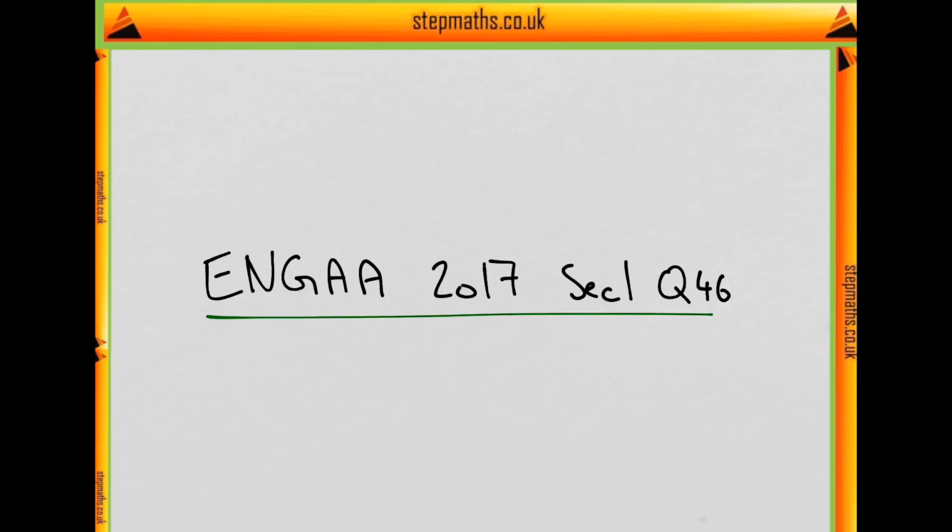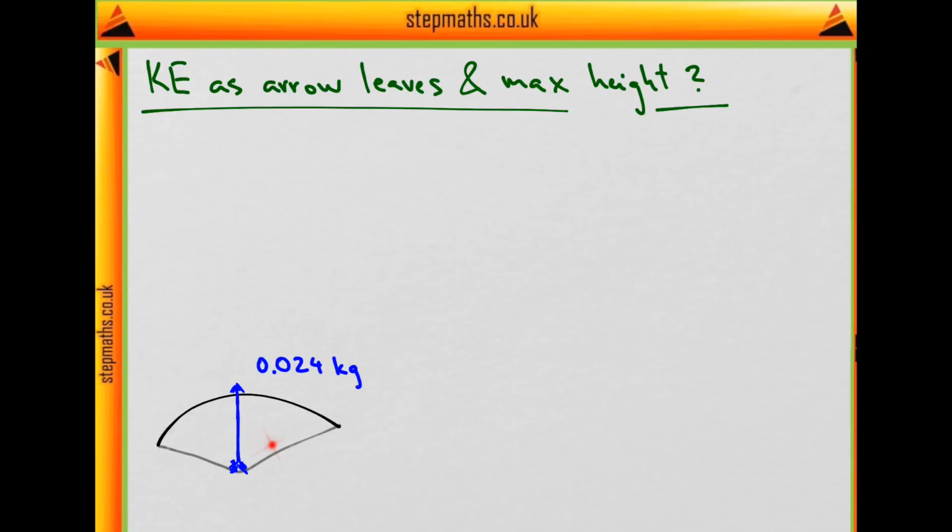In this video, we'll look at question 46 from the 2017 exam. In this question, an arrow is being fired from a bow vertically upwards, something I don't recommend you try at home, and if you do, don't say that you saw it in a step maths video.